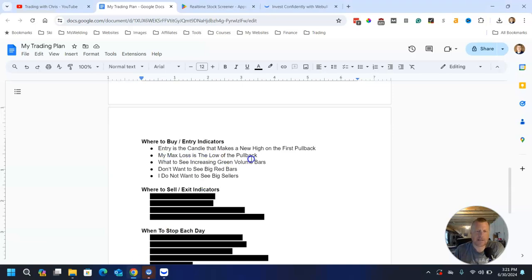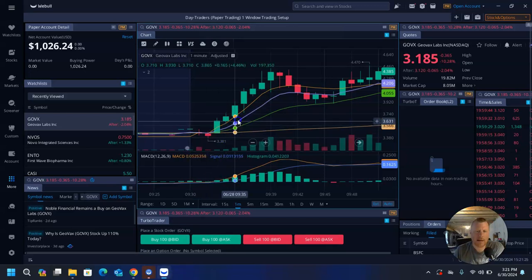And then my max loss is the low of the pullback. So my max loss would have been probably right here at $3.77. My entry would have been close to about 3.90, 3.91. I might have jumped in a touch sooner, about right here where the candle actually opened. So I could have mitigated that risk and stayed as close as I can to a 10-cent loss at most. So that's what I would have tried to do there.